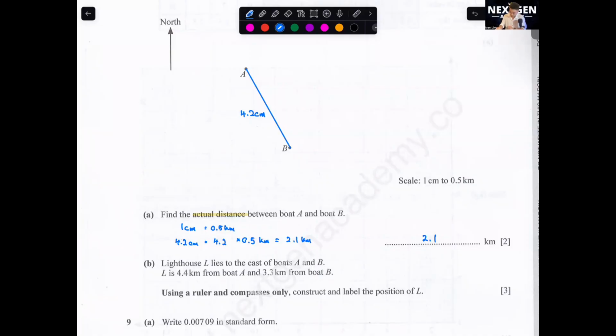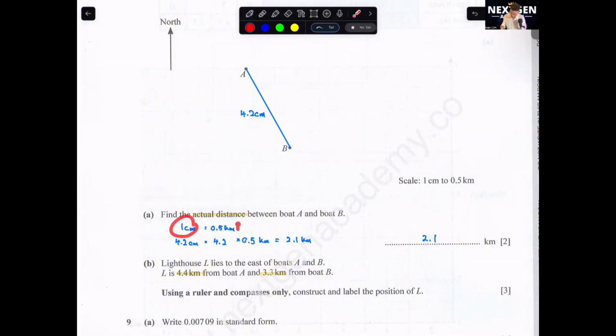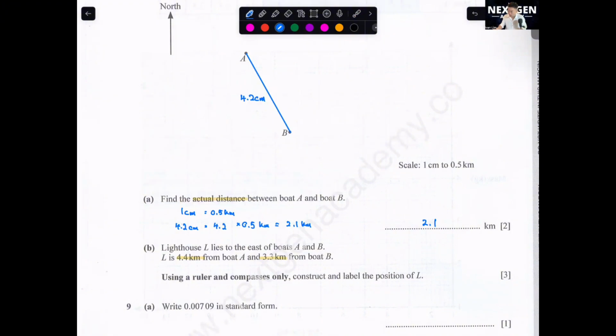You need to convert these two distances first based on the drawing, which means in cm. So 4.4 km is how many cm? Since 1 cm is 0.5 km, to change km to cm, we will divide by 0.5. Here it was times 0.5, here it will be divide 0.5. So 4.4 km will be 4.4 divided by 0.5, which gives 8.8 cm. For 3.3 km, it will be 3.3 divided by 0.5, which equals 6.6 cm.